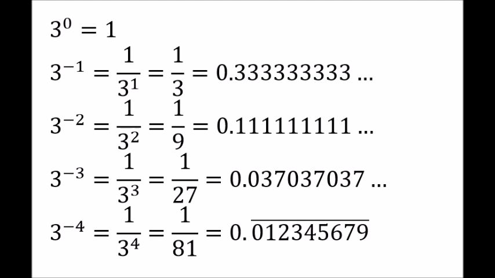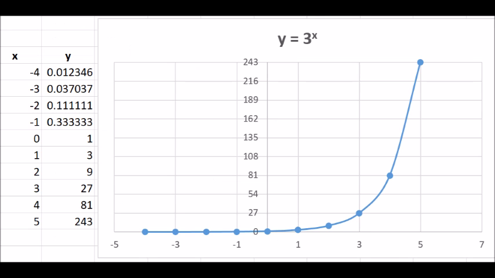Employing laws of exponents, we can extend our plot to the negative numbers. Any number to the 0th power is 1, so 3 to the 0 equals 1. 3 to a negative exponent is 1 divided by 3 to that same exponent, positive. The computations are shown here in both fractions and decimals. Here is that data tabulated and plotted.